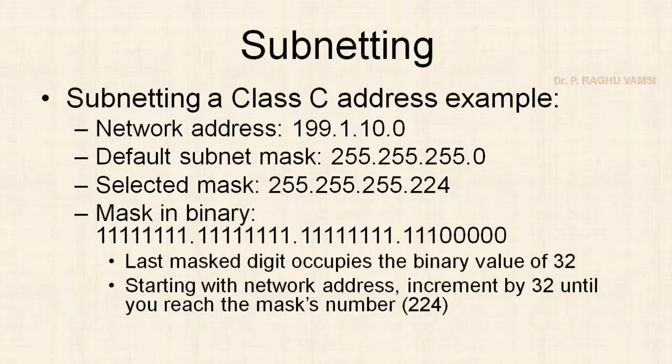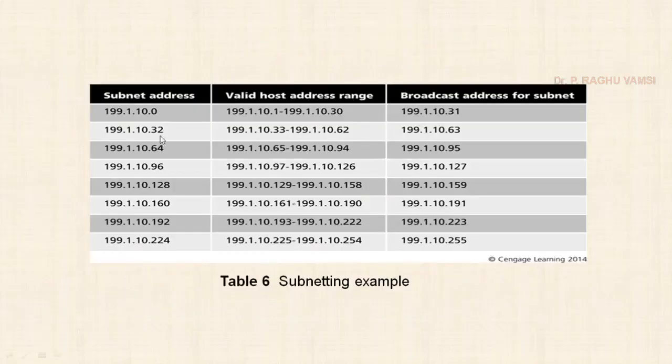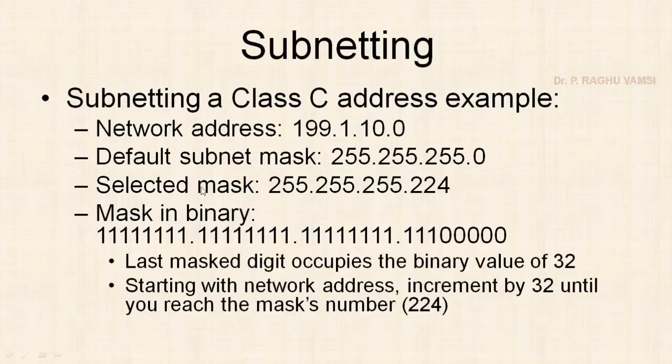So whenever you do this, that means 224 by 32. How much is it? How many subnets will you get? 1, 2, 3, 4, 5, 6, 7, and 8. So you will get 8 subnets. We can also say easily that 3 ones are there, 2 power 3, so you will get 8 subnets. So how many ones are there? That many subnets you will get. How many zeros are there? 2 power that many zeros. That many IP addresses can be allotted to one subnet.